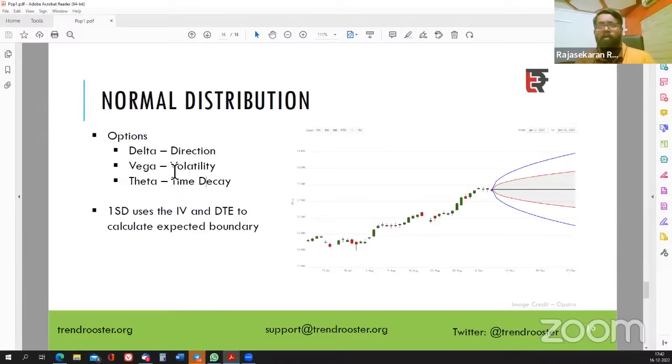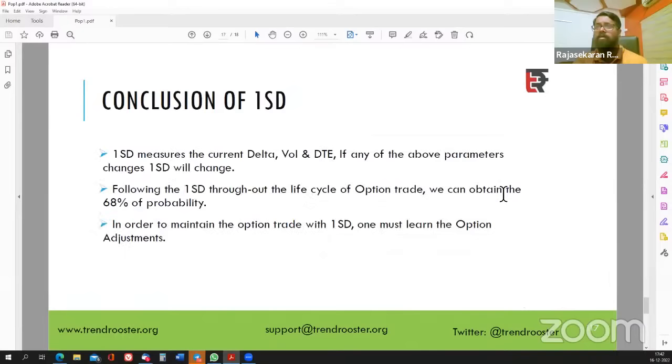And then theta decay, the moment it goes towards the day of expiry, it keeps expanding and shrinking the one standard deviation, okay? So there are three variables which are not part of any standard. First of all, standard deviation has this many variables. So 1SD uses weighted days to expiry to calculate the expected boundary. That's what I mean here.